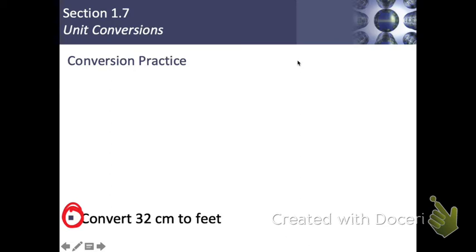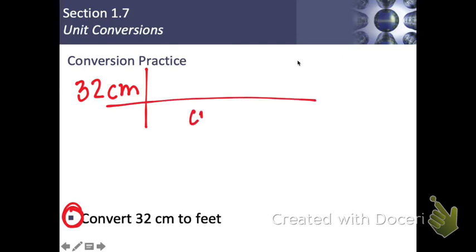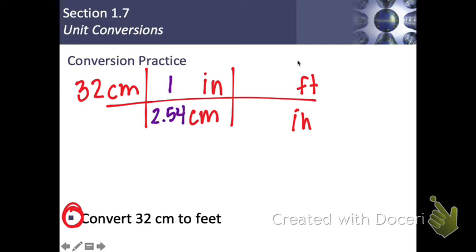All right, I'm always going to start with what I know. 32 centimeters. I am going to go centimeters to inches and inches to feet. Then I go back and put my numbers in. 1 inch equals 2.54 centimeters. 1 foot equals 12 inches. So I'm going to double check my units here. I've canceled centimeters. I've canceled inches. I'm left in feet, which is what I want to be in.